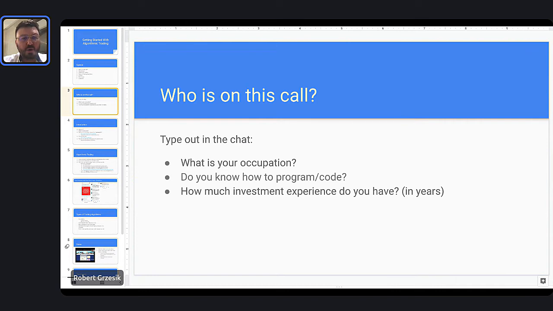Do you know how to program or code? Yes, I've been coding since I was around 11, 12 years old. It's been a very long time. I've managed teams of 20, 30, 40 people. I've been coding for quite some time now, everything from fintech companies to AI to all sorts of stuff.